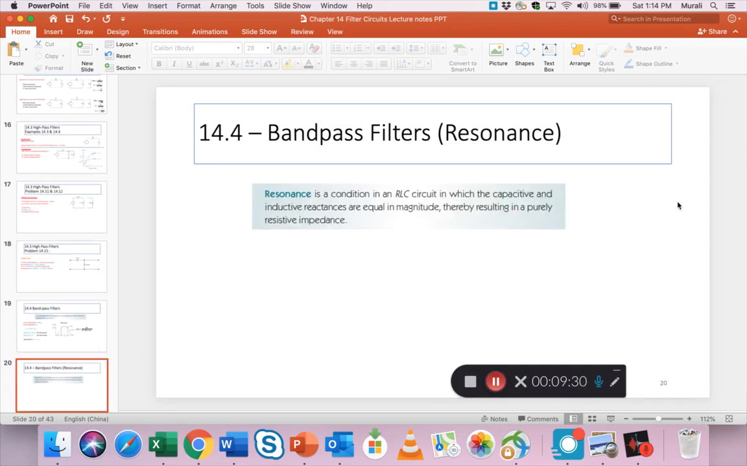Let's move to the next slide, slide 20. Oh, we have a new topic here. You guys thought we were in filters, so how come we have moved to resonance? Okay. Resonance is an important concept to understand before we do a little more work on both band pass and band stop or band reject.